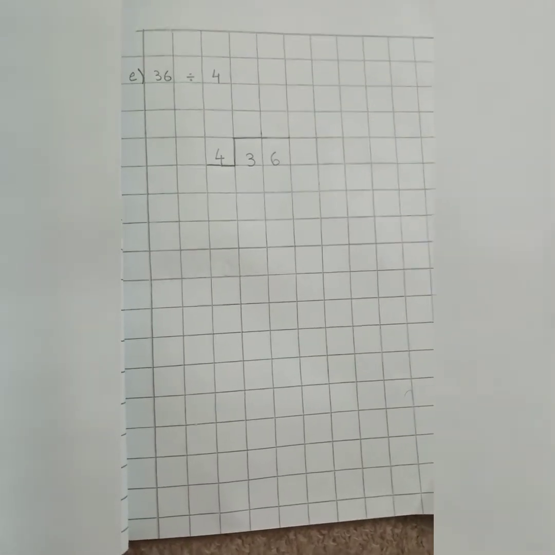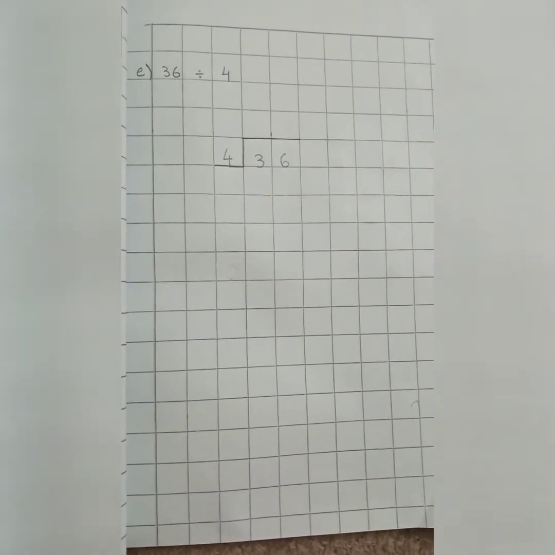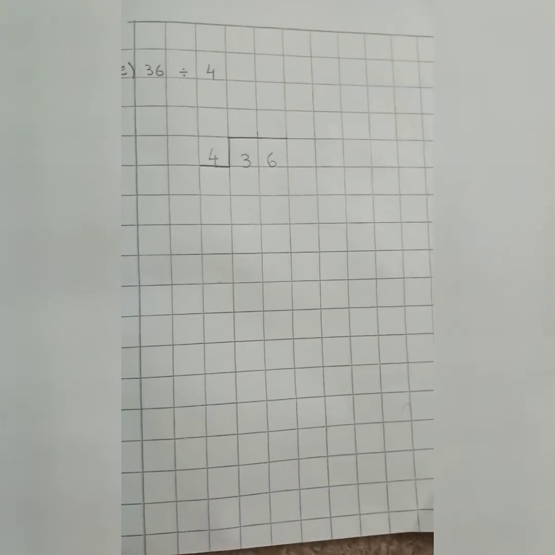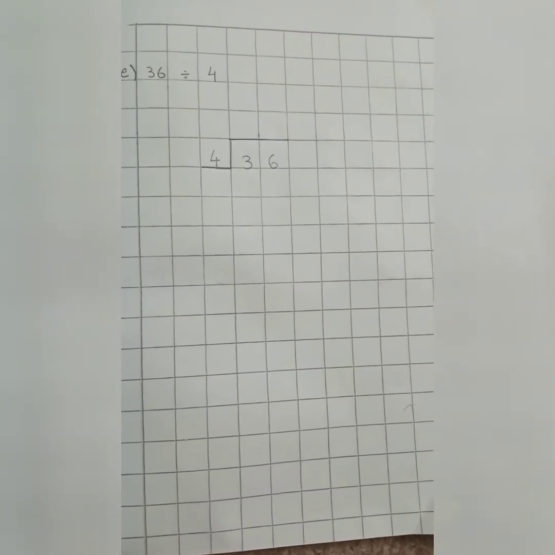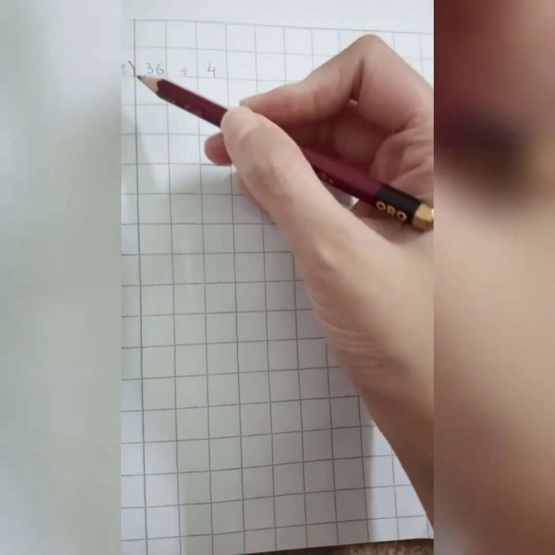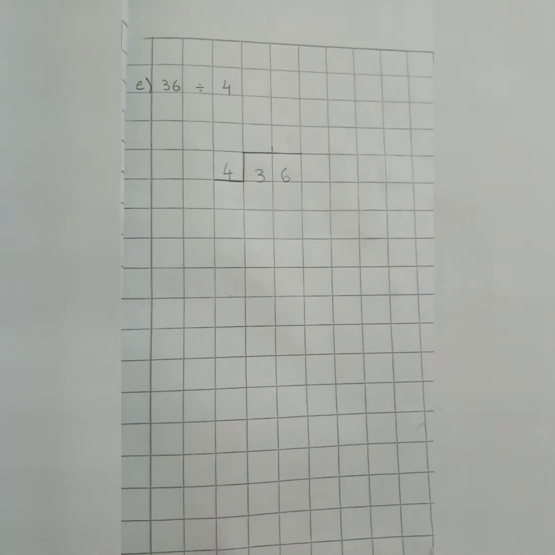Now students, we are going to solve the next part of this question, that is part E. So let's have a look at this question. In this question we have been given two numbers. In this we have to divide 36 with 4. You can see here 36 and the division sign and 4. So 36 is getting divided with 4.